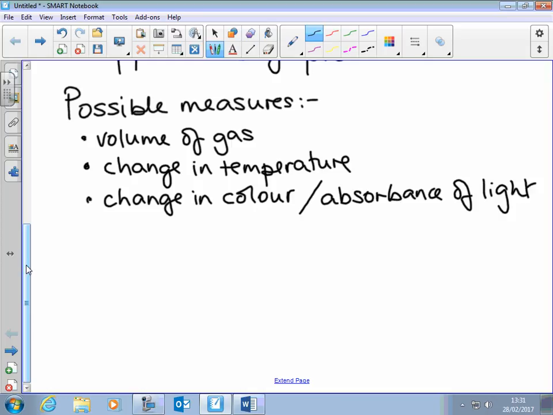We've missed one of the most obvious things, and that would be change in mass. All right, the increase or decrease in mass. I've not written these consistently, but this could be increase or decrease. What else have I got on my list?